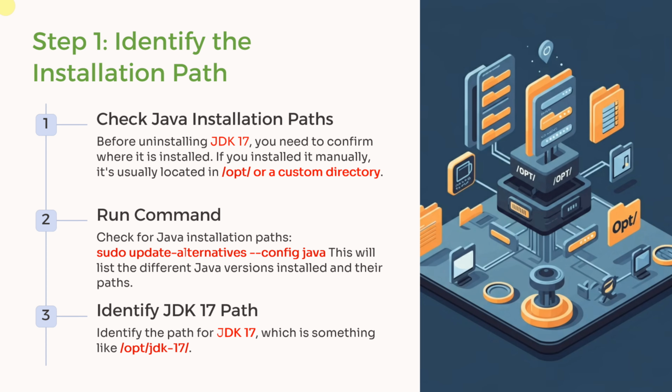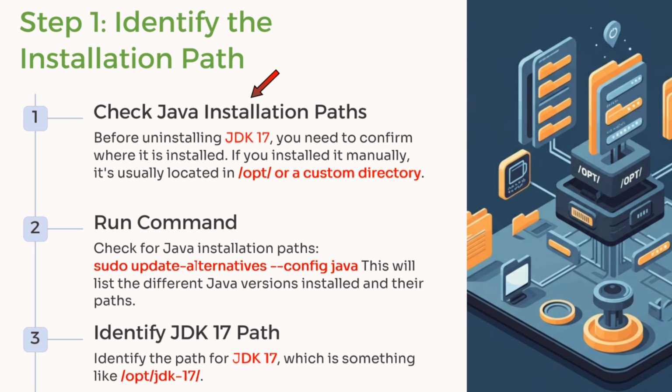Step 1 is identify the installation path. Before uninstalling JDK 17, you need to confirm where it is installed. If you installed it manually, it is usually located in opt folder or a custom directory. To check the Java installation path, run this command: sudo update-alternatives --config java. This will give the list of different Java versions installed in the Linux operating system and their paths. From that, identify the path of JDK 17, which is something like /opt/jdk-17.